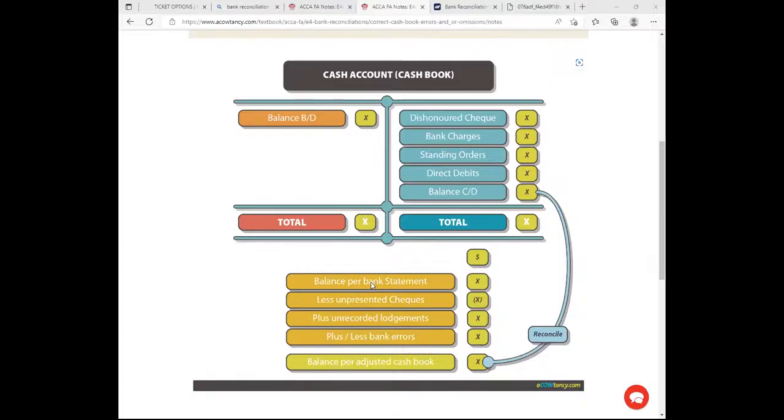And then I will add any unrecorded lodgements. If you get your bank making errors, that's not a very serious bank. Good banks should never make errors, so we should not be thinking about that entry a lot. And then, of course, we should be able to get what we call the balance per adjusted cash book. And this balance that you get here should be exactly equal to the balance here.